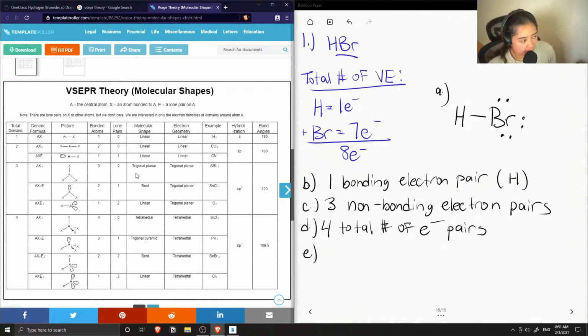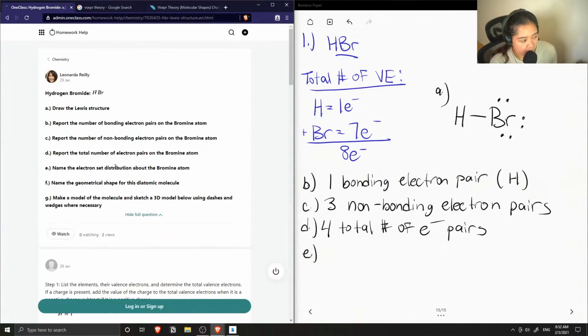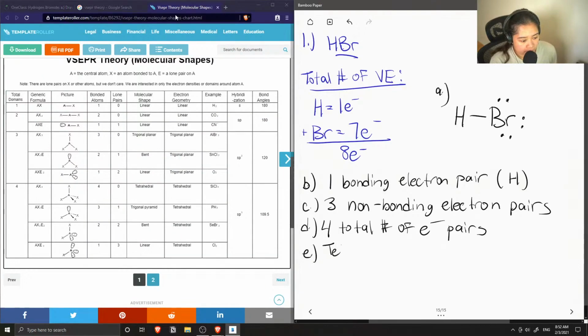So if you look at the very last row here, when you have 1 bonded atom and 3 lone pairs, then the molecular shape is linear, and the electron geometry is tetrahedral. So the electron distribution is tetrahedral. And F is we have a linear molecular shape.